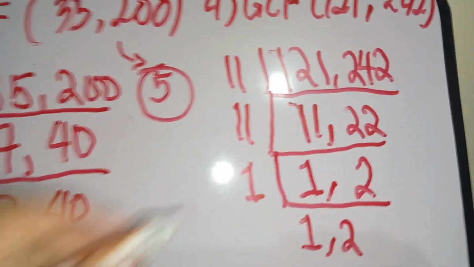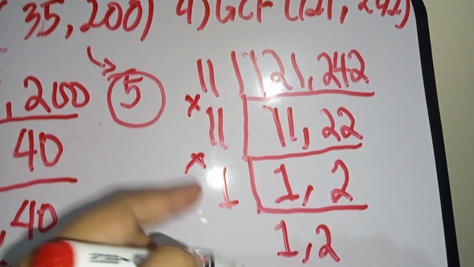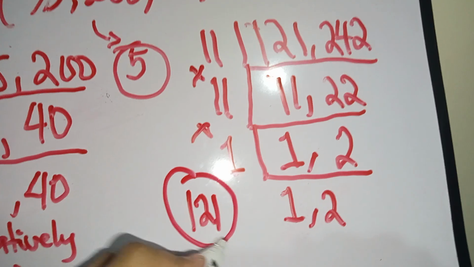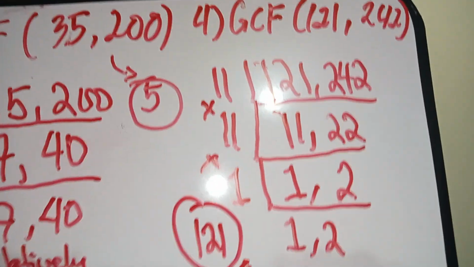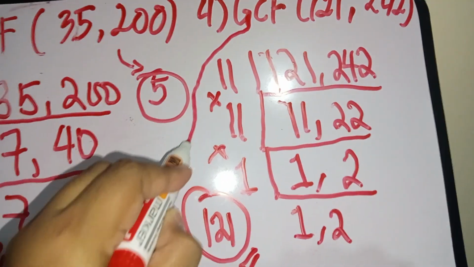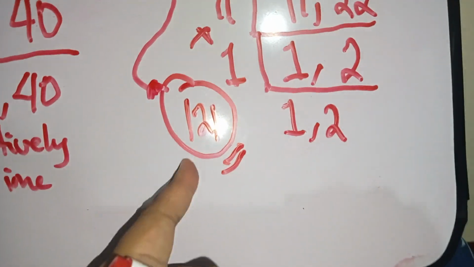So, what will be the next step? We're going to multiply. So, 11 times 11 times 1. The product is 121. So, therefore, the GCF of 121 and 242 is 121.